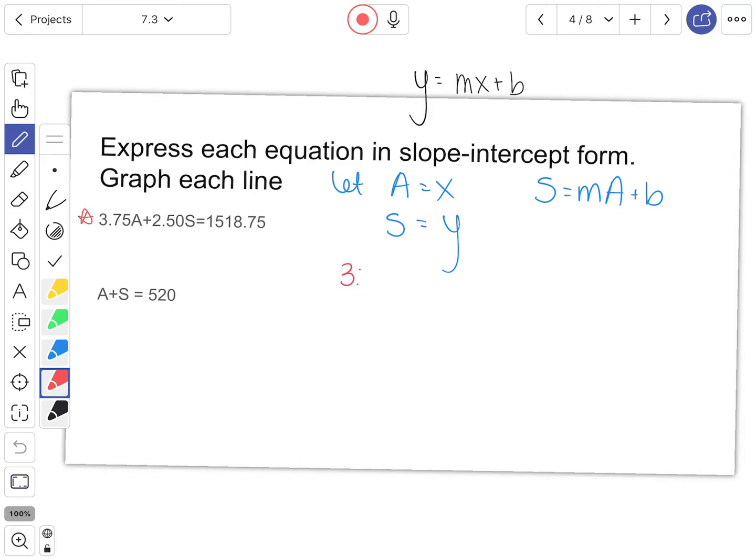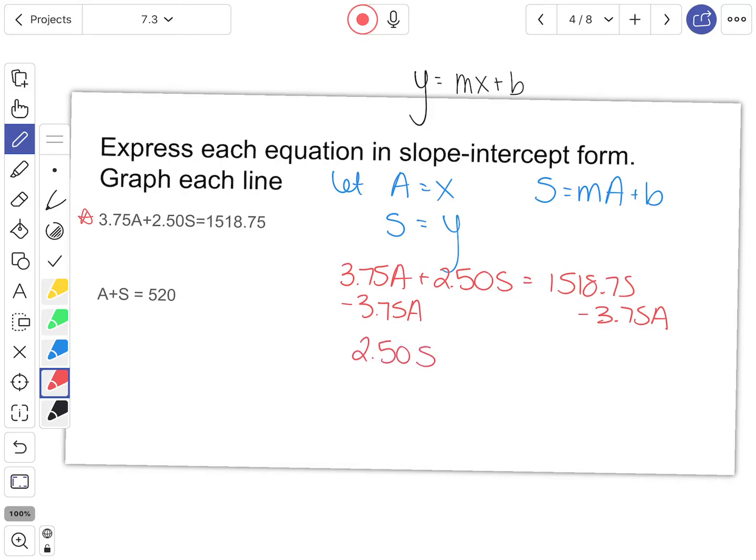That means that we need to subtract 3.75a from each side. So minus 3.75a and minus 3.75a. I'm going to get 2.50s is equal to 1518.75 minus 3.75a. It doesn't really matter the order here. I know that this is technically b and this is our mx, but it's not a big deal when we're putting it into our calculator. Our last step to get s by itself is to divide both sides by 2.50.